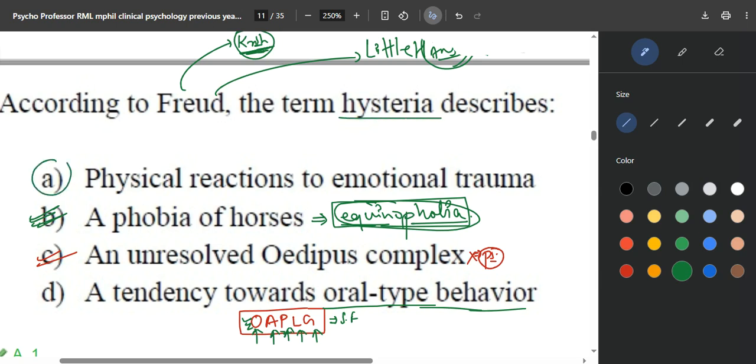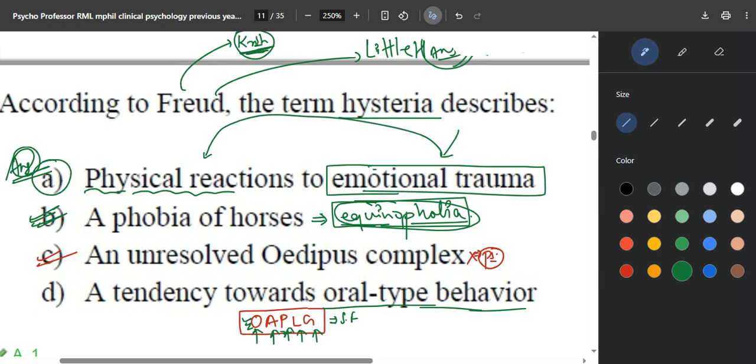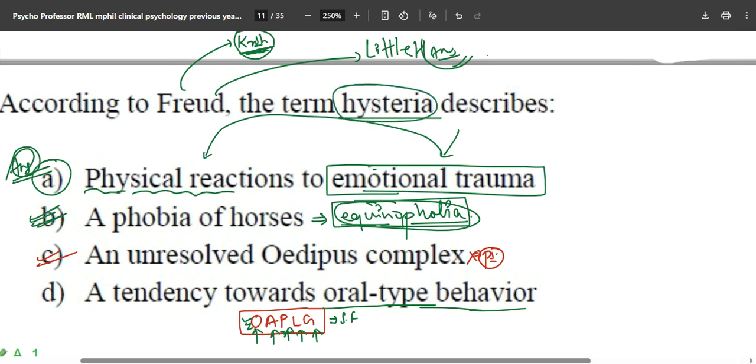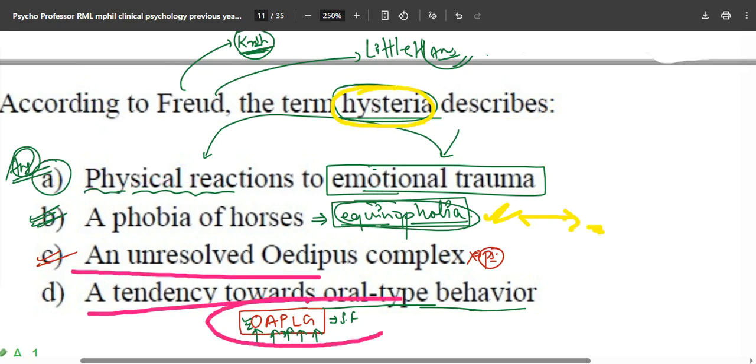It describes option number first, physical reactions to emotional trauma. Okay, how your body will react, your physical reactions to emotional trauma. Let's suppose you are having any sort of trauma in your life, and how your body shows the physical reactions is called hysteria by Sir Sigmund Freud. Okay, now you have just revised the term hysteria. You have just revised equinophobia, and you have a very strong association right now, and an unresolved Oedipus complex, and these two have to do with the stages of oral, anal, phallic, latency, and genital.